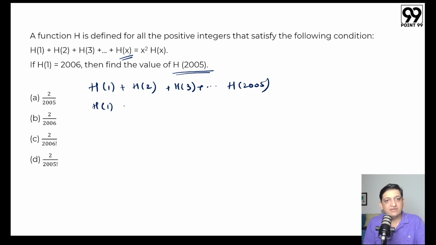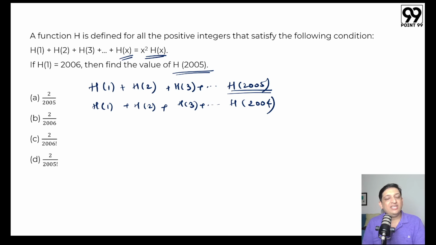And the other bit will be h1 plus h2 plus h of 3 and so on till the time you reach h of 2004. Now, if you subtract the second from the first, you are going to be left with h of 2005, which is what we need to solve. So this is the path to solution that you will visualize. Now you have to ensure that you are reaching here. Now how do you reach here?